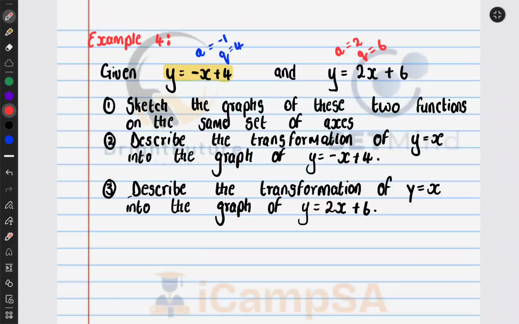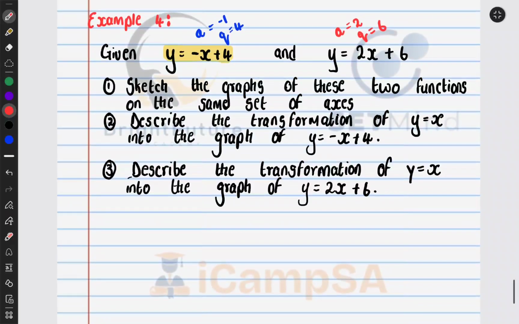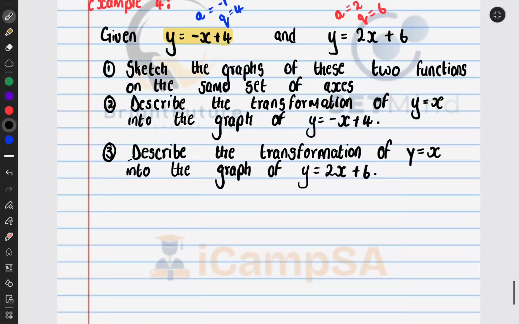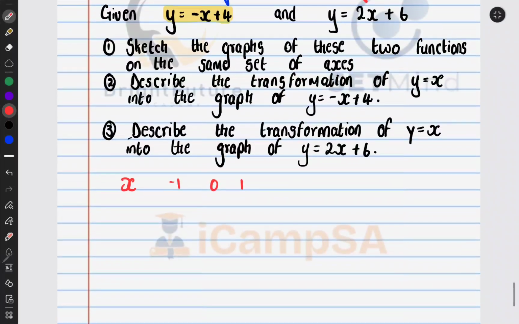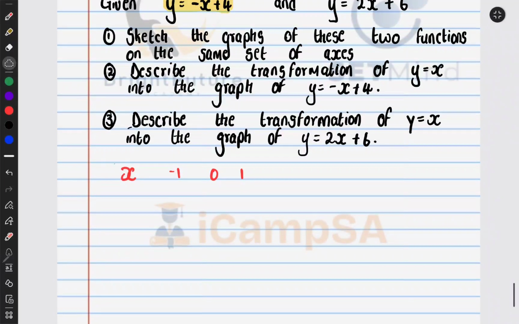So okay, for number 1, sketch the graphs of these two functions on the same set of axes. So we have to sketch the functions on the same set of axes. Let's quickly use the table. We'll select just random values of x. I'm gonna say x is equal to -1, 0, and 1. That should suffice.